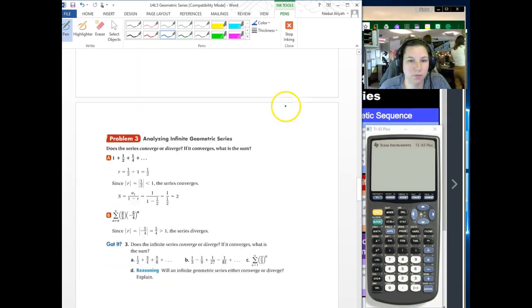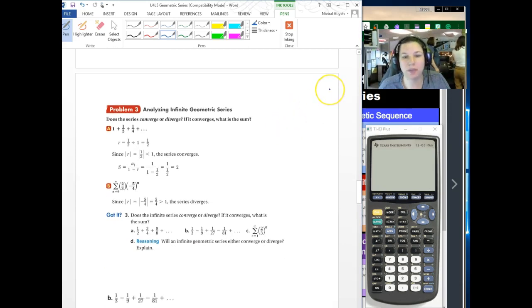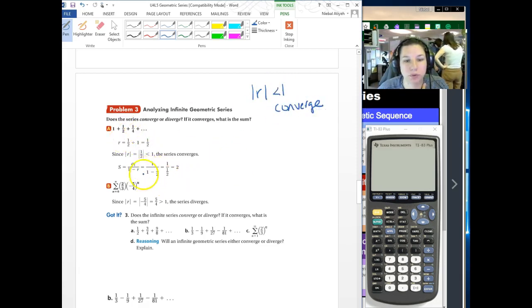All right, next one, problem 3. So this gets into whether your sum, if you have an infinite series, so the sequence just keeps going, is going to converge to a particular sum or if it's going to diverge, that would then mean that there is no sum. The rule that you use is if the absolute value of r is less than 1, then it's going to converge. And you will be able to use this formula, just on your formula sheet, to find the sum. If r is greater than 1, then it's going to diverge and there's going to be no sum.